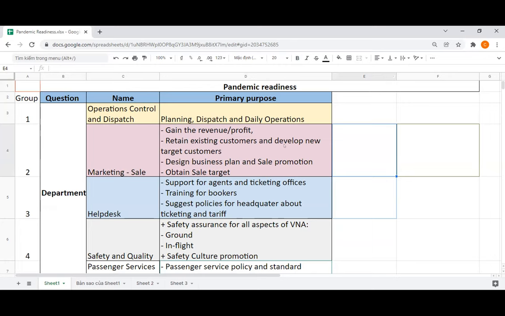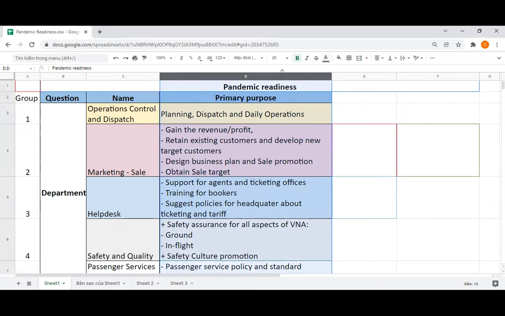So we are all coming back to the main Zoom so we can start going through the answers. Okay. Excellent. Thank you, everyone. So we've got five groups here, and the first group has chosen to be operations control and dispatch, which is a very operational role. Planning, dispatch: my primary purpose is planning, dispatch, and daily operations. So that's planning what precisely? Flights, dispatching aircraft, and what's involved in daily operations? Can someone explain that?